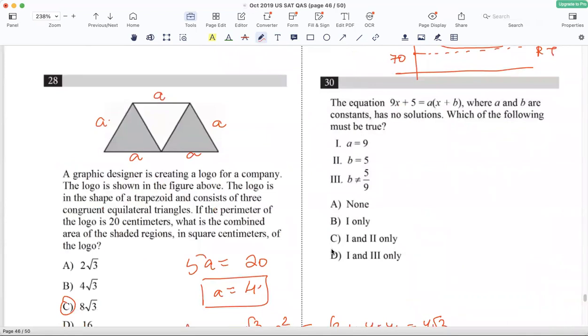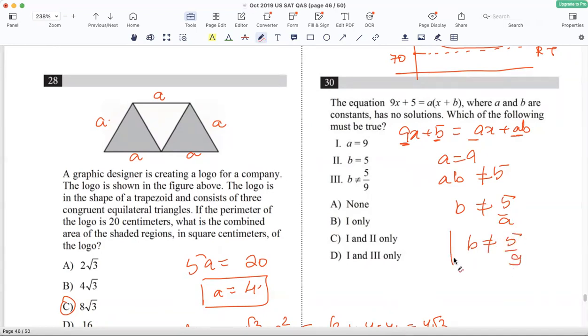The equation 9x plus 5 is ax plus b, where a and b are constants, has no solutions. Which of the following must be true? Okay, so 9x plus 5 is ax plus ab. So for no solution, the coefficients of x should be equal. So a should be 9 and the constant terms should not be equal. So ab should not be 5. So b should not be 5 by a. That is, b should not be 5 by 9, right? So a has to be 9 and b should not be 5 by 9. So 1 and 3 need to be true for no solution.